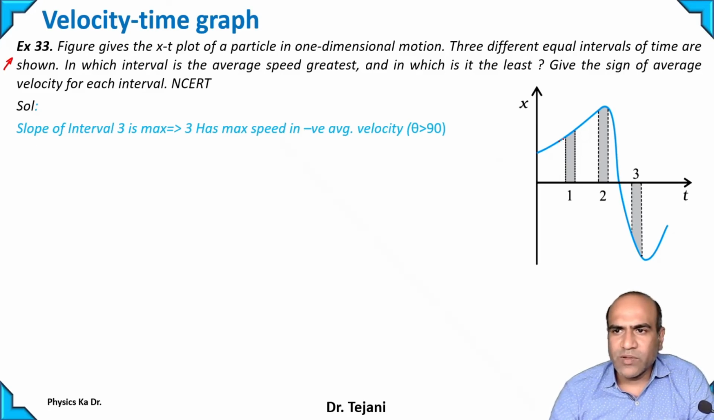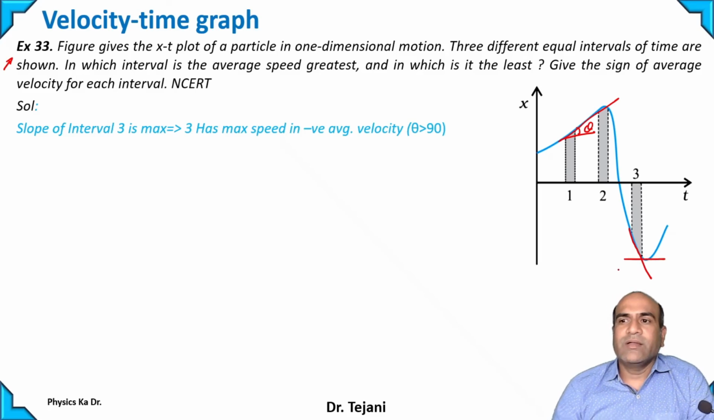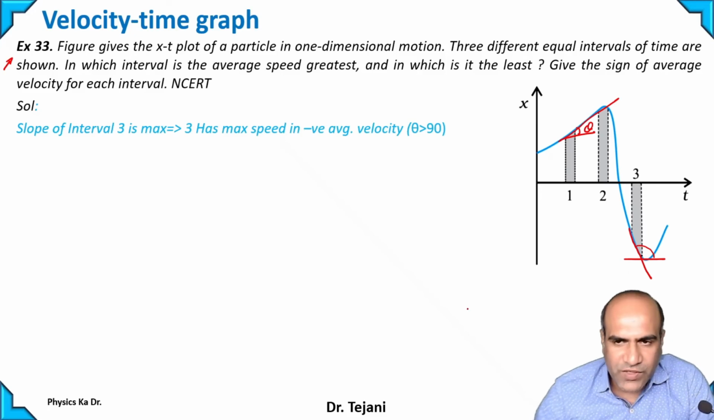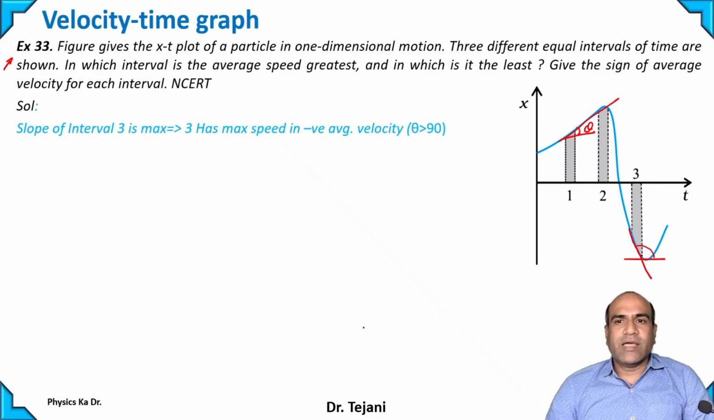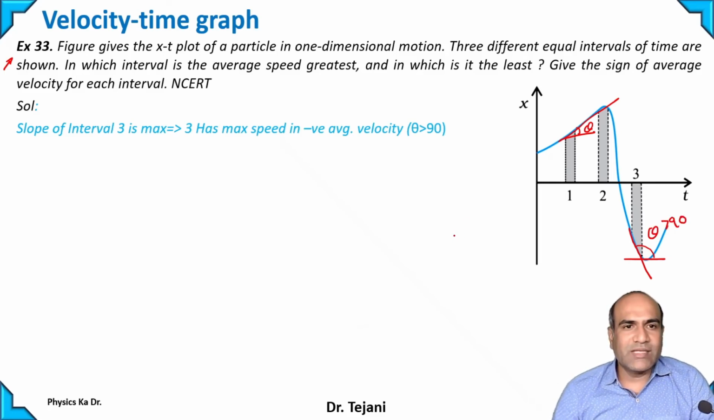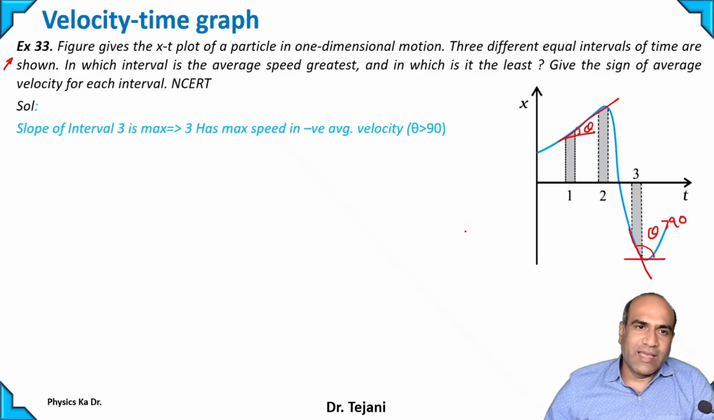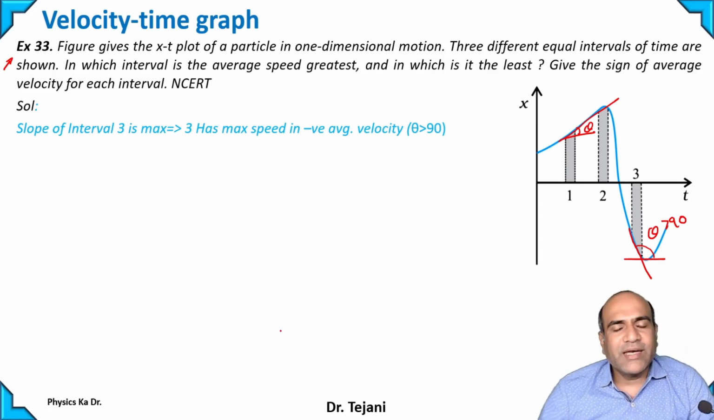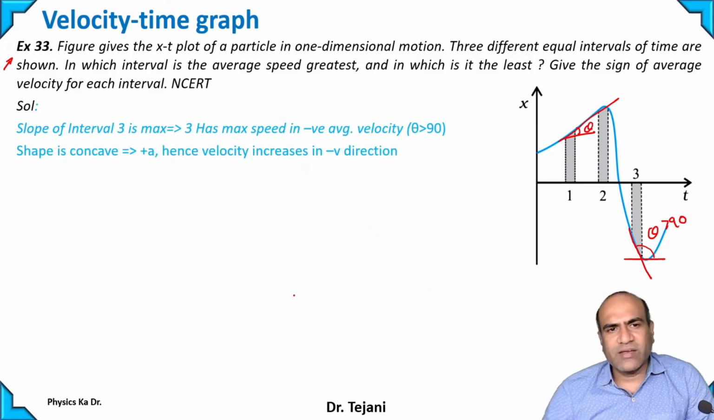This is the slope, theta, for intervals 1 and 2. If you see the slope theta 3, theta is greater than 90 degrees, so the slope is negative. It is also the maximum. The slope is maximum, but in the negative direction.